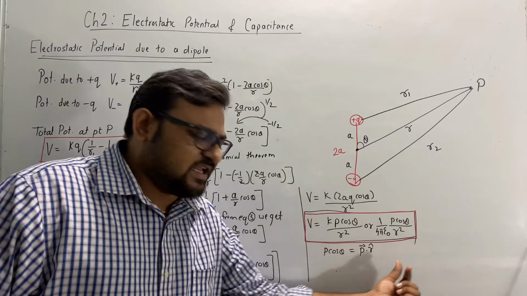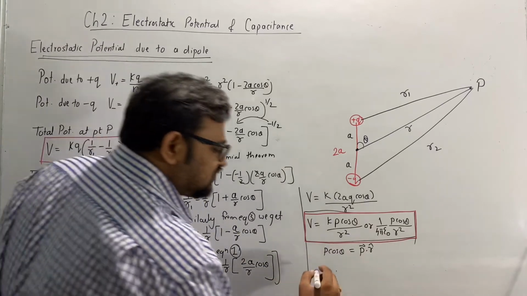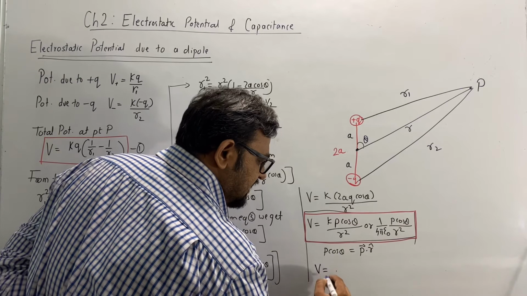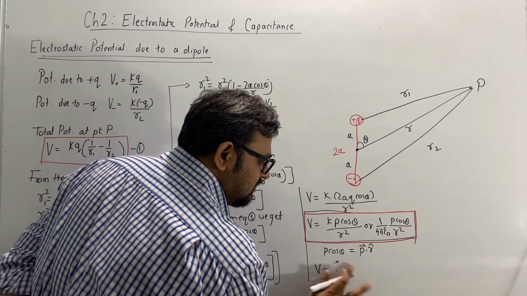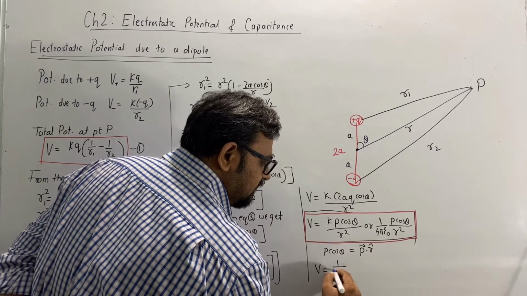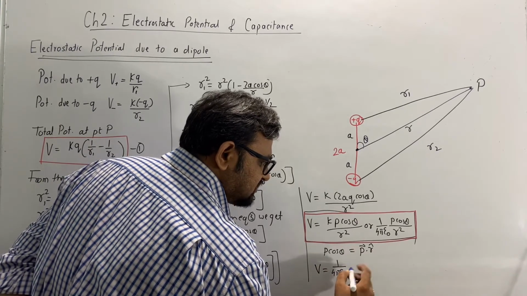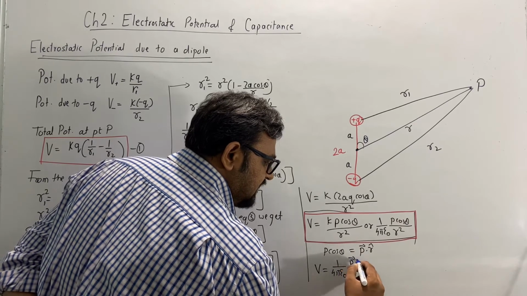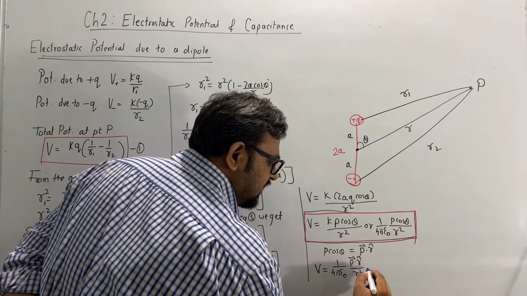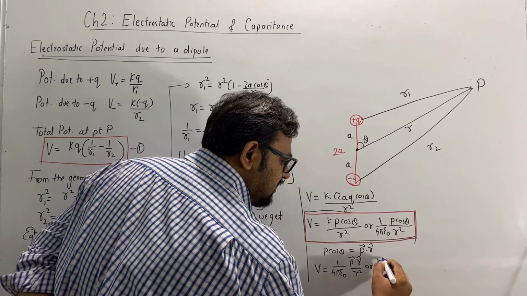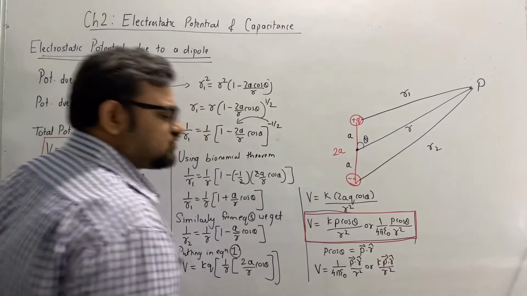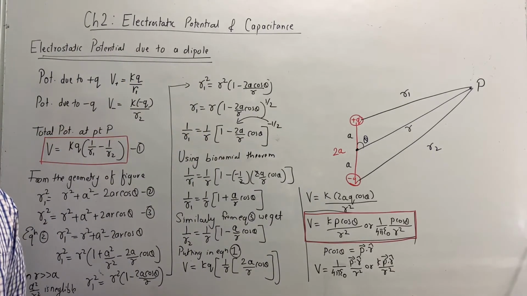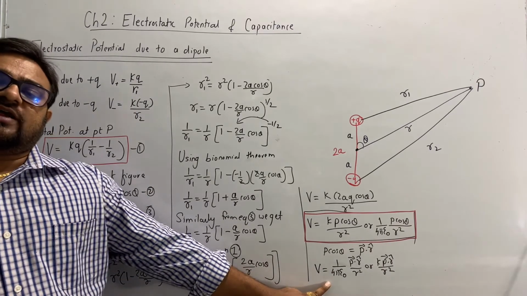So I can also write it in this way: V equal to 1 by 4 pi epsilon 0 P dot R by R square, or Kp dot R upon R square. Clear? Okay, so this was the formula for electrostatic potential due to a dipole.